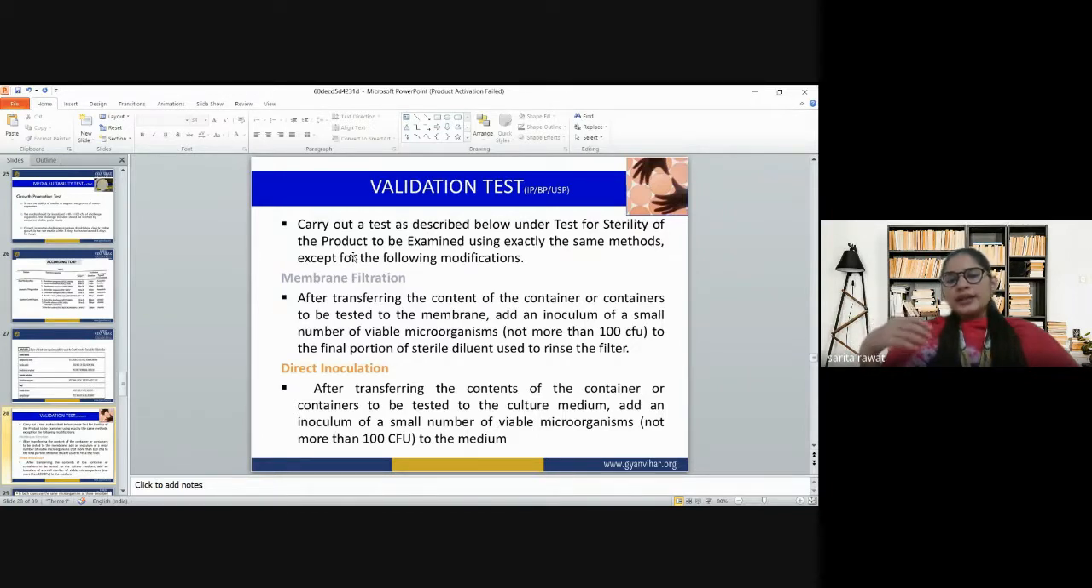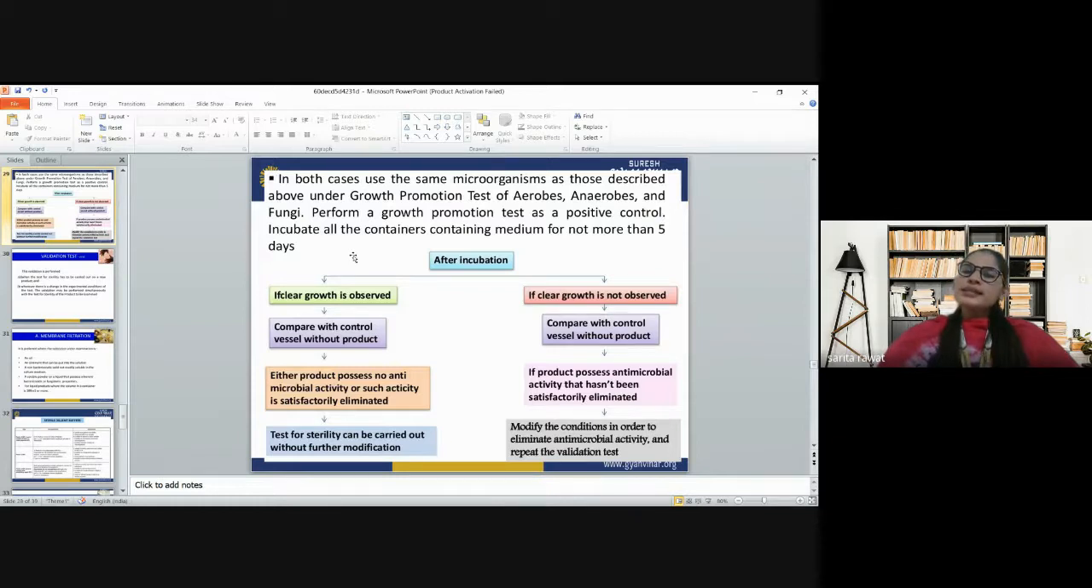Then the direct inoculation test for validation. After transferring the content of the container or containers to be tested to the culture media, add an inoculum of a small number of viable microorganisms, not more than 100 CFU, to the medium. Now, in both cases, use the same microorganisms as those described above under the growth promotion test of aerobes, anaerobes and fungi. So perform a growth promotion test as a positive control.